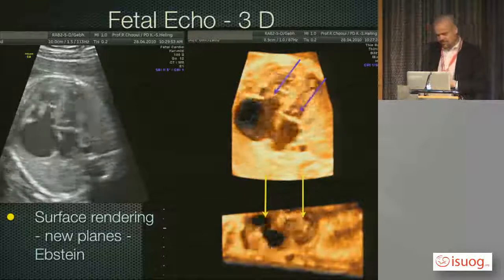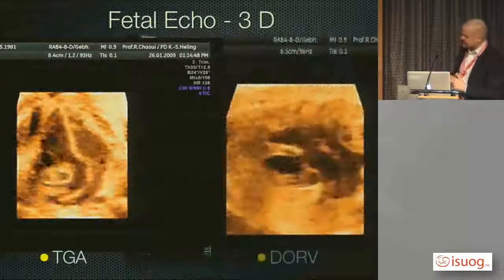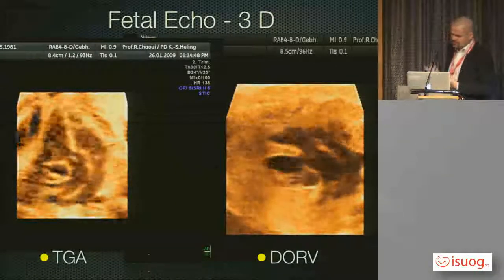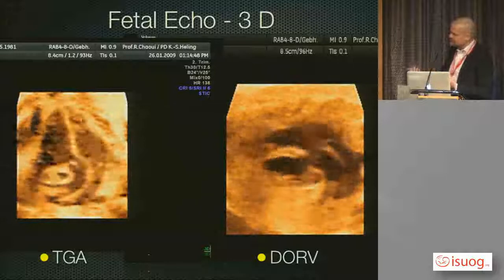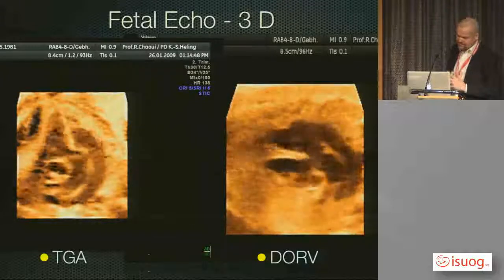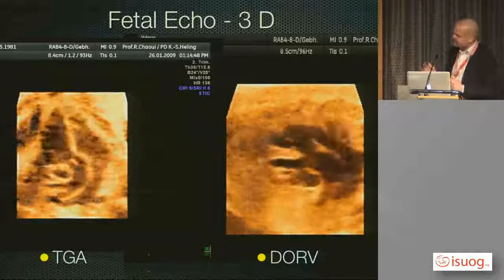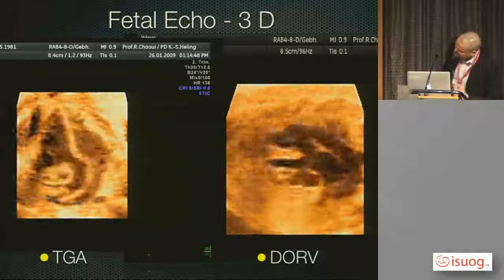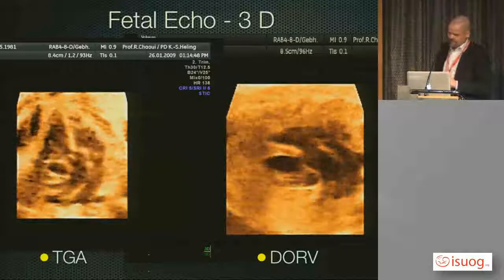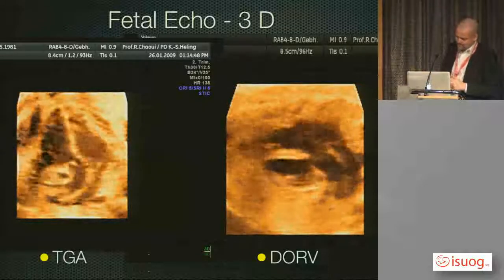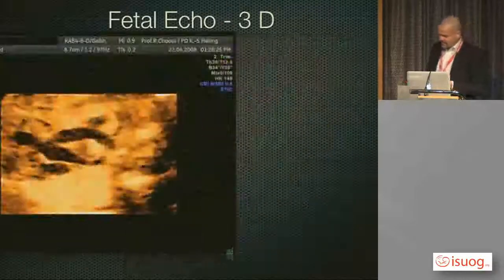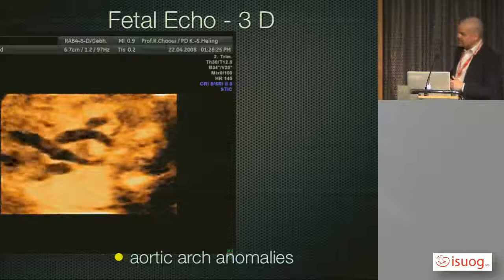And we can use volume ultrasound also in the outflow tract, and it's a STIC volume displayed in minimum mode. Minimum mode means we focus on the fluid-filled organs, and you see on the left a transposition of the great arteries, parallel course of the vessels, but both coming from different ventricles, and on the right side you see also parallel course of the vessels, but both coming from the right side, double outlet right ventricle. And this helps us in the differential diagnosis of heart defects.